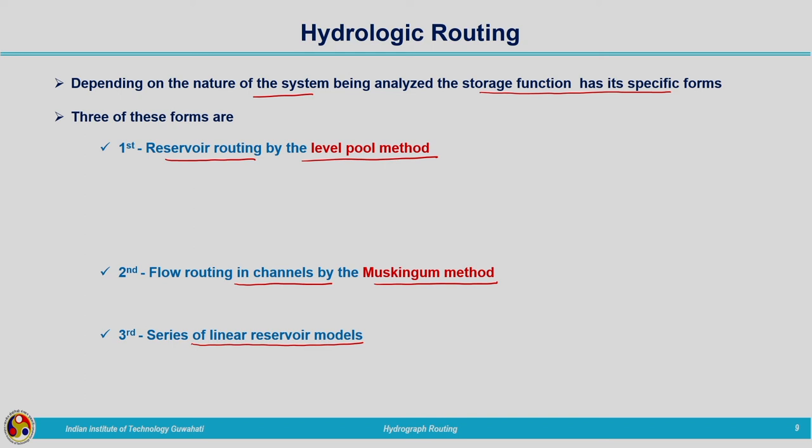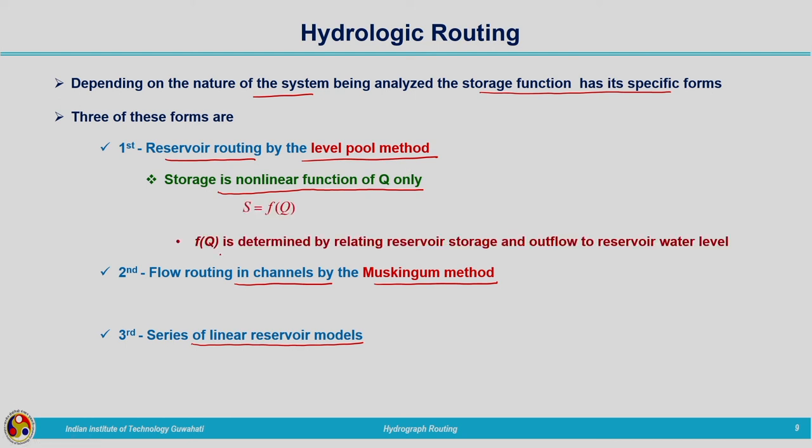First is the reservoir routing by level pool method. In that case, storage is considered as a non-linear function of discharge only. Storage S is considered as function of Q. S is equal to F of Q. F of Q is determined by relating reservoir storage and outflow to the reservoir water level. Then we will be deriving the storage function that we will look into while discussing about reservoir routing.